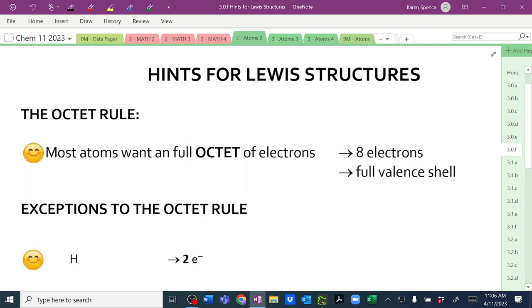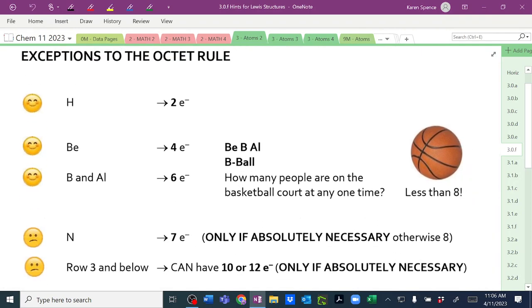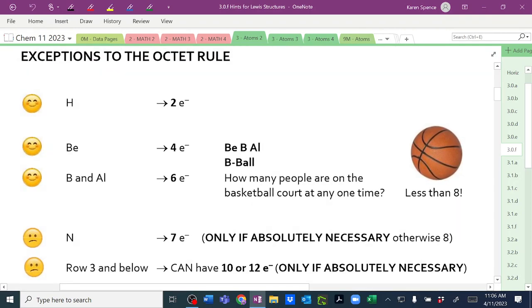Of course, we know that most atoms want a full octet. That means 8 electrons in their valence shell. We also know that hydrogen is an exception to the octet rule, yes? But we have 3 others that are also exceptions, and you are responsible for memorizing them. We are going to use the mnemonic device B-ball, which is Be for beryllium, and then B for boron, and then aluminum, Al.